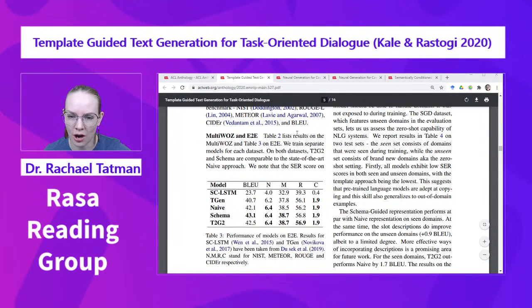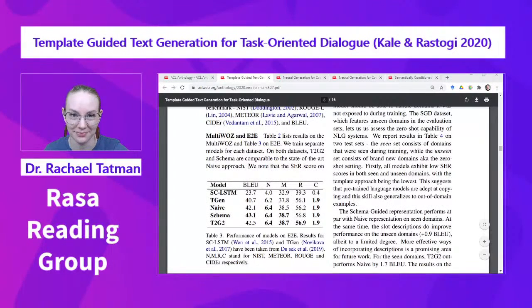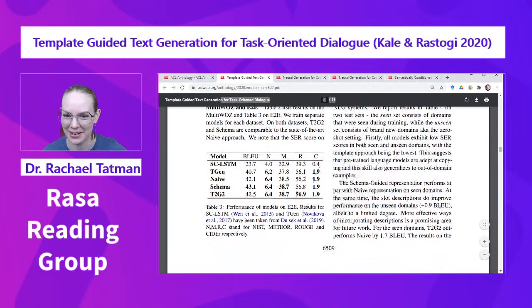Table 2 lists the result on MultiWOZ and table 3 on E2E. Oh, maybe it's not end-to-end. Maybe it's a data set that I don't remember the name of. We train separate models on each data set. On both data sets, T2G2 and schema are comparable to the state-of-the-art naive approach. Oh yeah, I remember this is their acronym that means template guided text generation. And the acronym does not map super well to the thing that they're acronyming, but no one ever accused NLP researchers of being super good at naming things, so I've come up with bad names my own self.